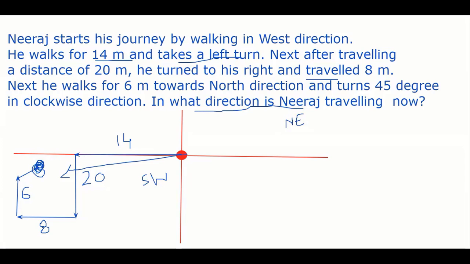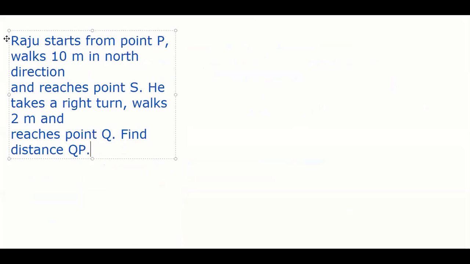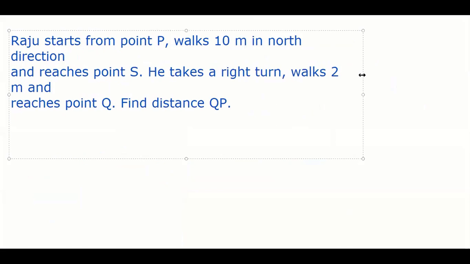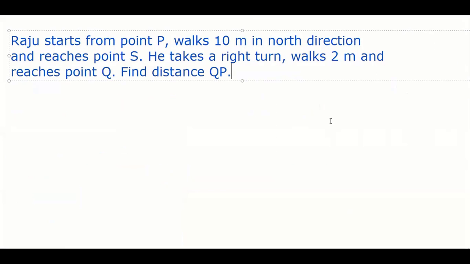Second question now. A little more difficult. Direction sense is a topic which everybody should do in the exam. It's the most easy topic. Please try this question, everyone. Raju starts from point P, walks 10 meters in north direction, which is point S. He takes a right turn, walks 2 meters and reaches point Q. Find PQ.